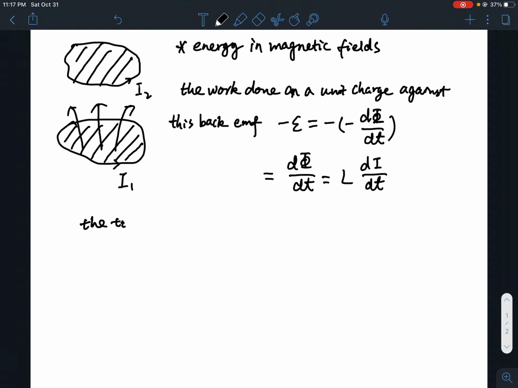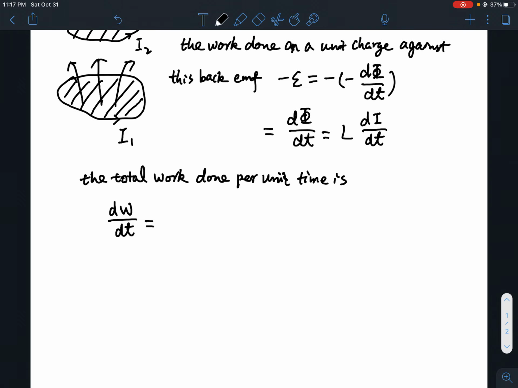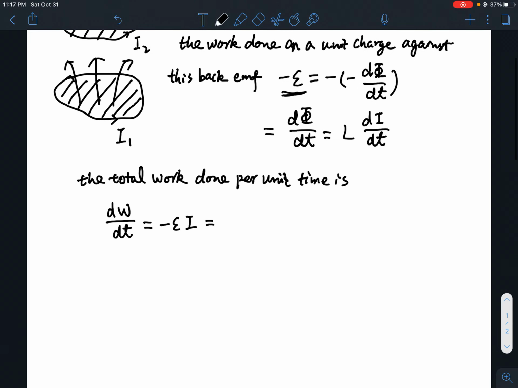From there we know that the total work done per unit time, dW over dt, is really the amount of work done per unit time. As we said, this is equivalent to the voltage times the current. So this will give us L I dI over dt.